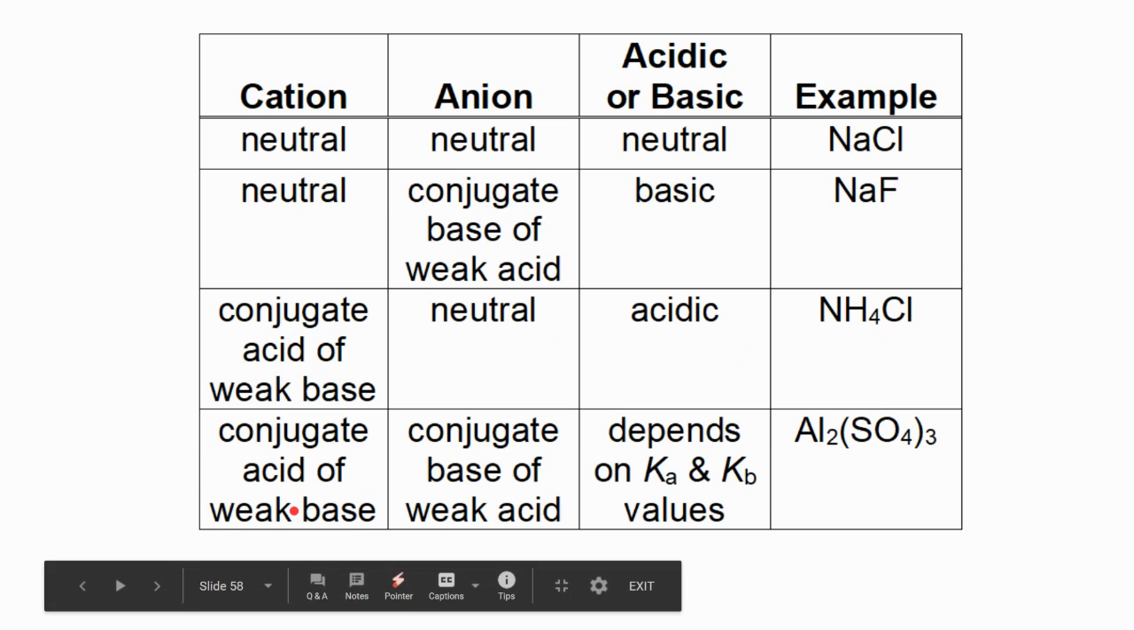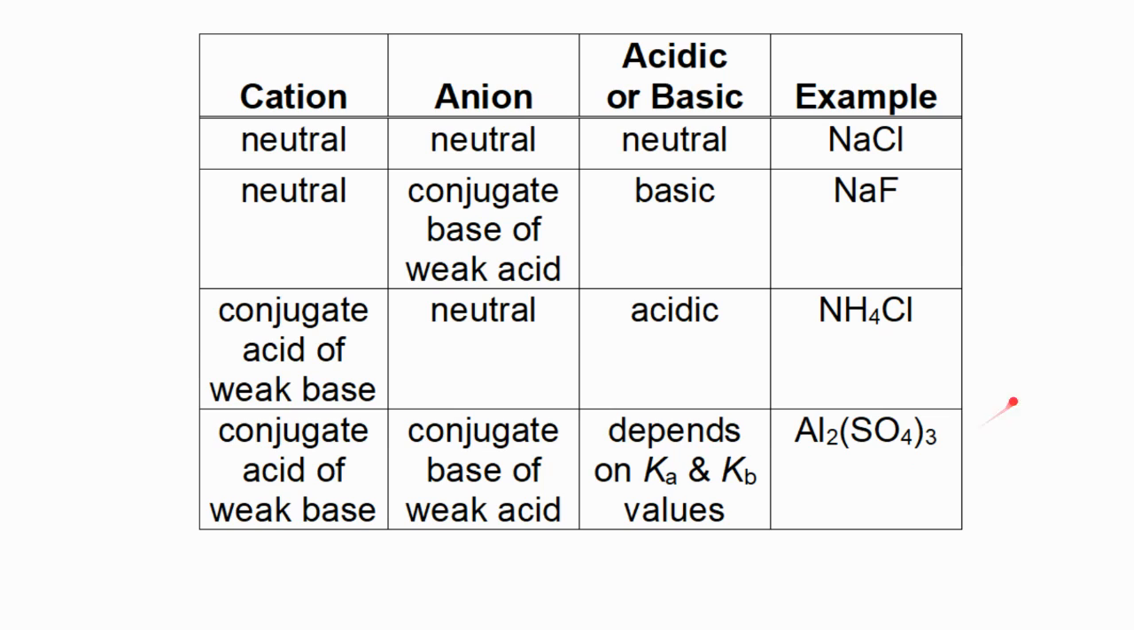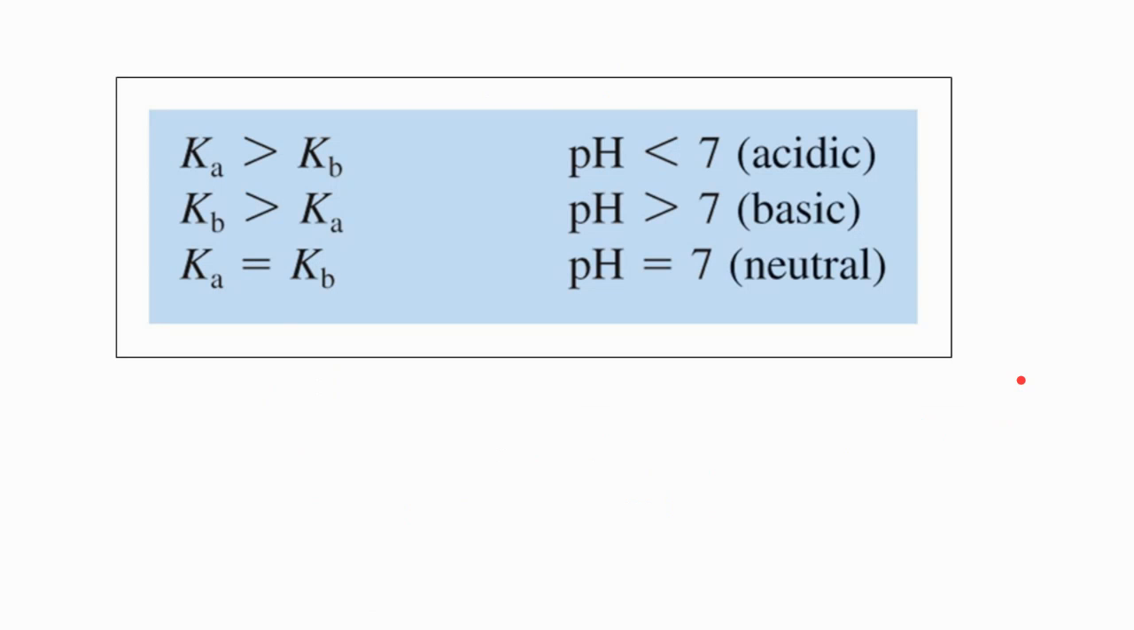And then if you have things like this, we have conjugate acid of a weak base, conjugate base of a weak acid. That's going to really depend on the Ka and Kb values for that. You don't see a lot of that on the AP test, as far as I can tell, but we'll be ready for it.